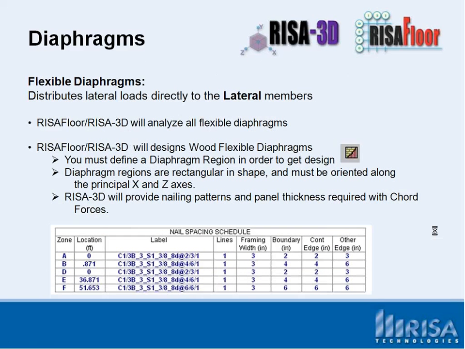And if you define it as a flexible diaphragm, which is a newer feature here, you can have your model use a flexible diaphragm in RISAFloor, and that means that when we take it into RISA 3D, it's going to distribute the loads directly to the lateral members based on the tributary area there. And in RISAFloor and RISA 3D, when we take it over, it's going to analyze all the flexible diaphragms, which means all the loads are going to be distributed to just the lateral members, and that's an important note, and that's why I made that bold. So if you want the loads to be distributed to certain members, you need to make sure that they're called lateral.